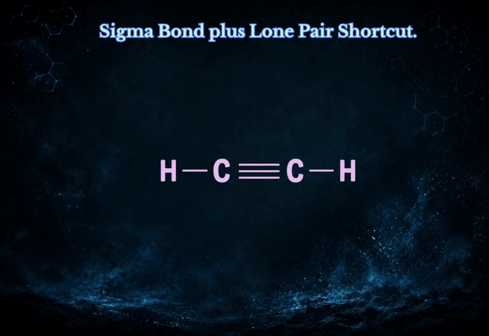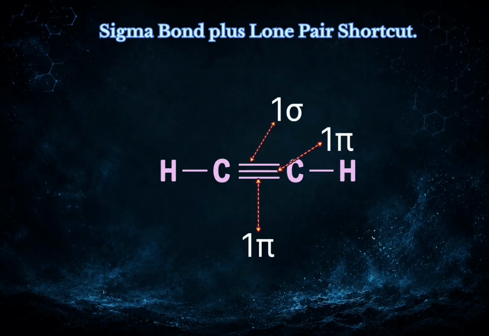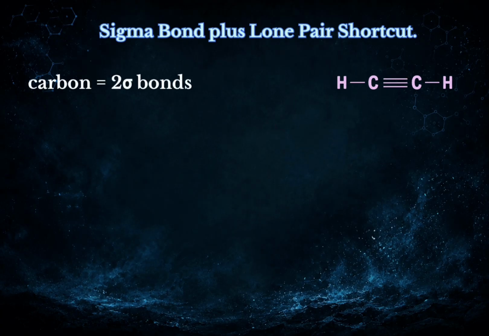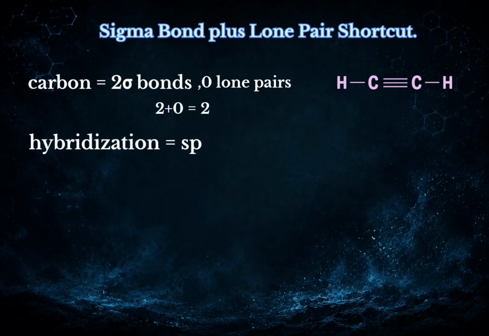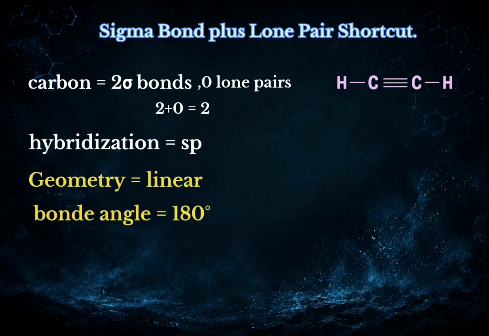Now let's look at our final molecule. Ethyne, C₂H₂. Again, focus on just one carbon atom. That carbon forms 1 single bond with hydrogen and 1 triple bond with the other carbon. Remember, a triple bond contains 1 sigma bond and 2 pi bonds. We count only the sigma bond. So carbon has 2 sigma bonds and 0 lone pairs. 2 plus 0 equals 2. A steric number of 2 means the hybridization is sp. Its geometry is linear, with a bond angle of 180 degrees.